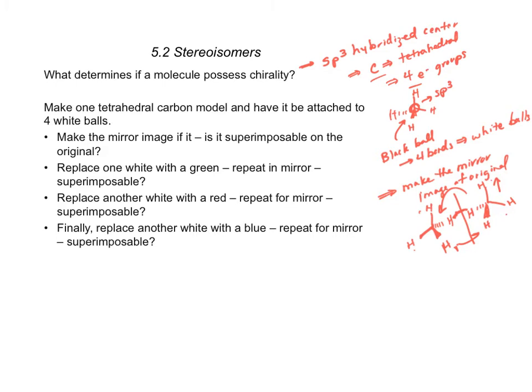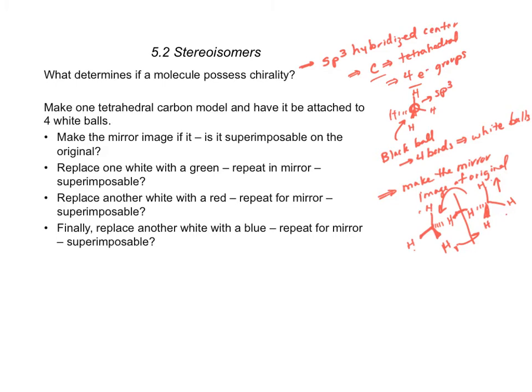Okay, so now, that means if you can superimpose it, it's the same compound. So these are the same compounds. We have a superimposable mirror image, so this is not a chiral object. Now, in number 2, we're going to replace one of those white balls with a green ball.